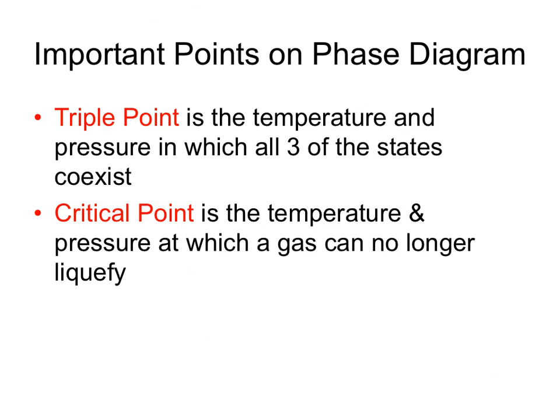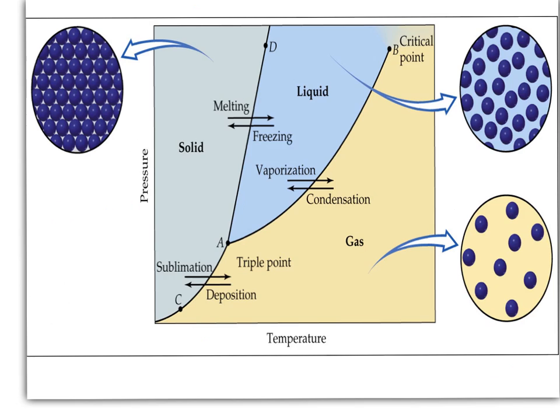The second is the critical point, and the critical point is the temperature and pressure at which a gas can no longer liquefy. In the next slide, I will show you where both these points are and talk about them in a little bit more detail. This is your first look at a phase diagram.